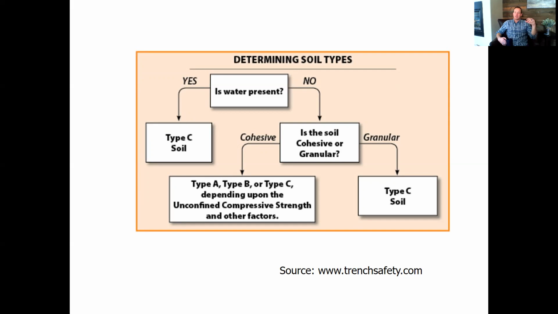Or I'm sorry, if it's cohesive, it could be a type A, B, or C. If it's granular, it's automatically a type C. Okay, so it's really simple. Most of the time, we are determining that our soil is a type C, and we treat it like a type C. If it's a cohesive soil, and we know it's a cohesive soil, we can do some tests to find out if it's a type A or B, or it might still be a C.